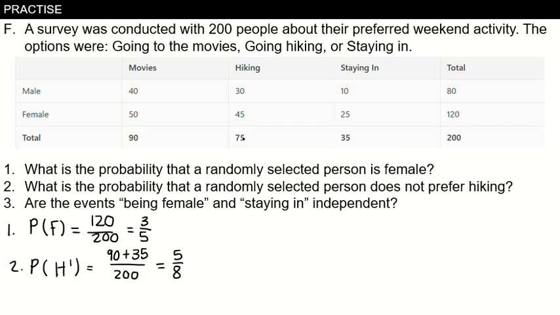And again, you could have done exactly the same by saying 1, let's do or, the probability of not hiking is 1 minus the probability of someone liking hiking. If you type this again on the calculator, you would get exactly the same, which is again 5 over 8.